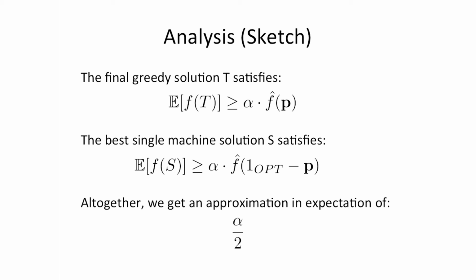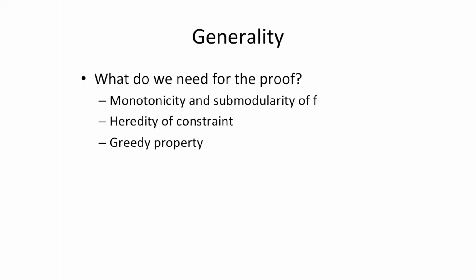So we used that the function is submodular and monotone. And we also used the fact that the constraint is hereditary. And perhaps the key property that we used was this greedy property, that elements that are rejected individually get rejected together. So that means that this is a fairly general proof. So we get constant factor approximations whenever greedy gets a constant factor approximation in the sequential setting.